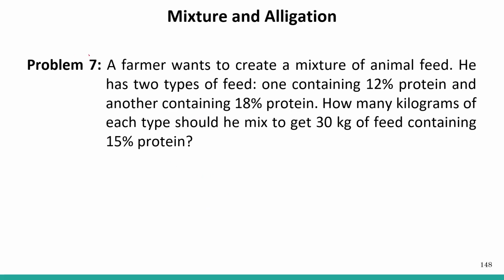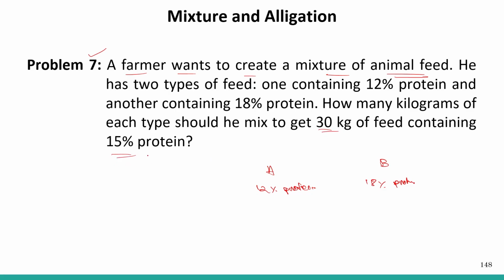Okay. So let's go forward with problem number 7. A farmer wants to create a mixture of animal feed. Let A and B be the two types of feed available. So he has two types of feed. One is type A and one is type B. Type A has 12% protein, and type B has 18% protein. So how many kilograms of each type should he mix to get a 30 kg feed containing 15% protein?